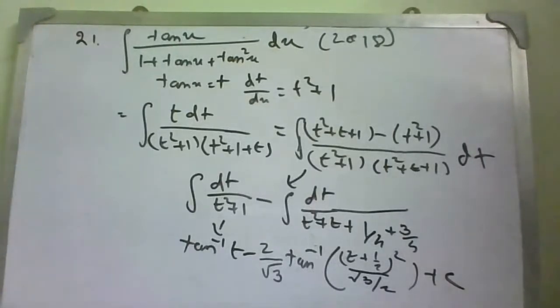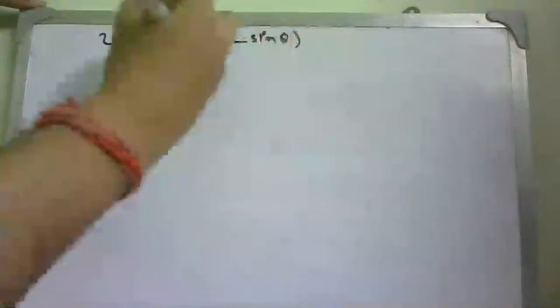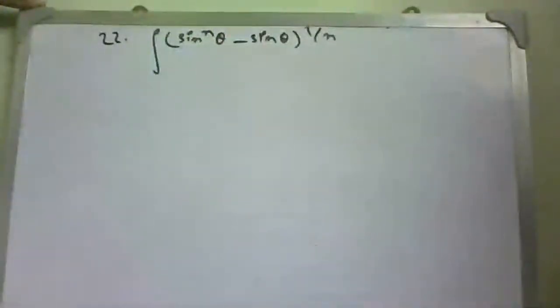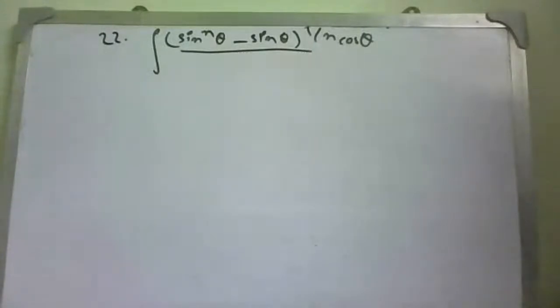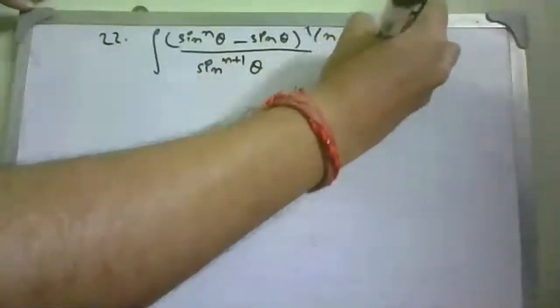Okay, so let's move on to question number 22. Integral of sine n theta minus sine theta over 1 by n to the power of 1 by n cos theta over sine n plus 1 theta d theta.